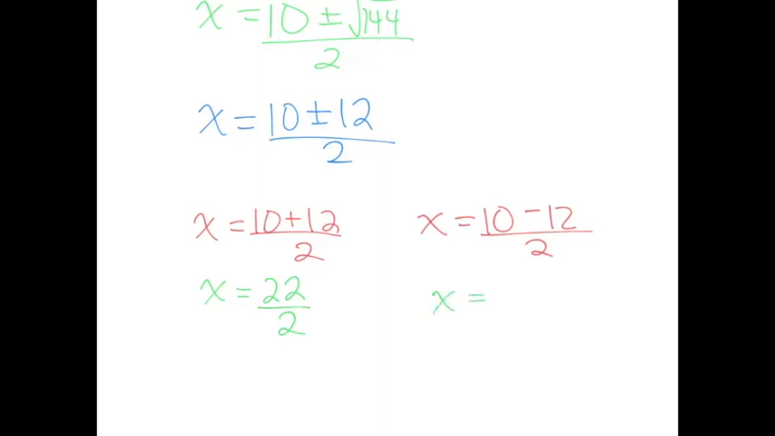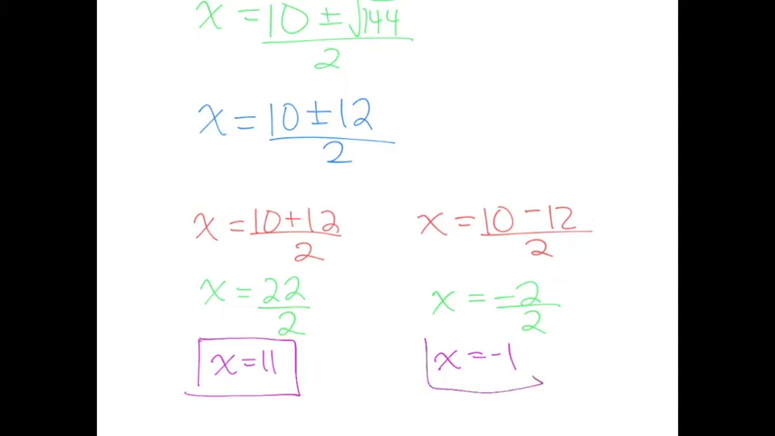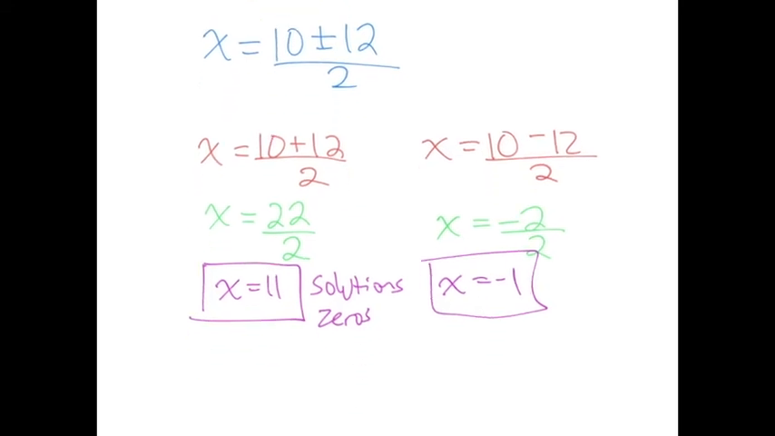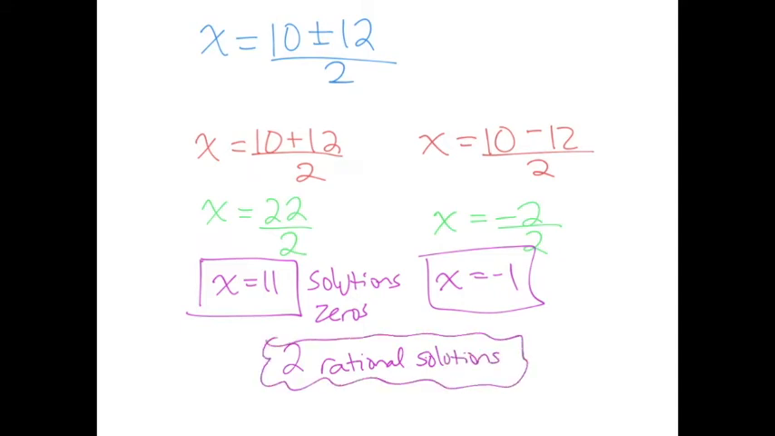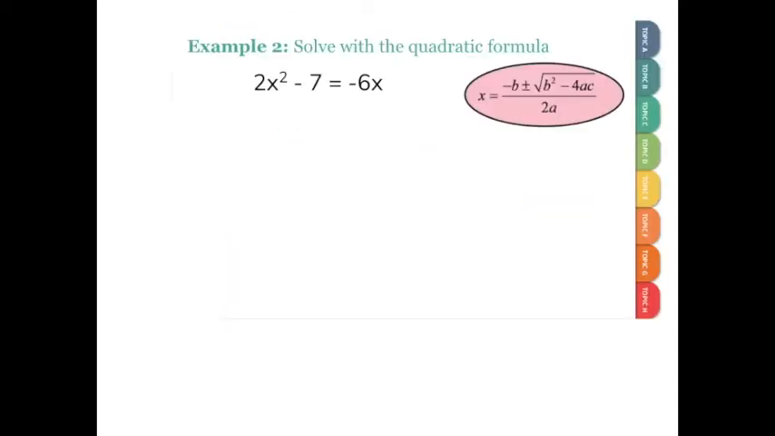So now I'm just going to go through both of these options here, and we'll get x equals 11 or x equals -1. So both of these are our solutions, also known as our zeros. And notice how they're both integers. They're both nice, pretty, rational answers. So we have 2 rational solutions here. And the reason I'm saying this is because it's going to be important as we go to the second part of our lesson today.